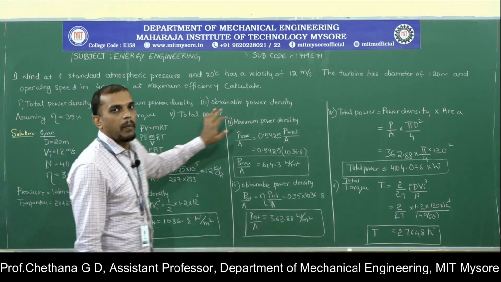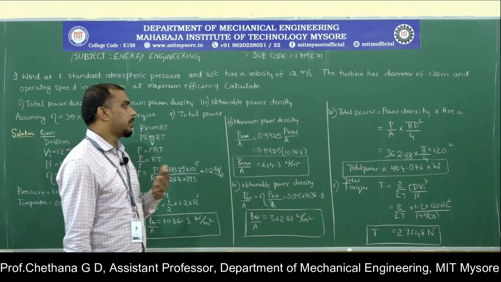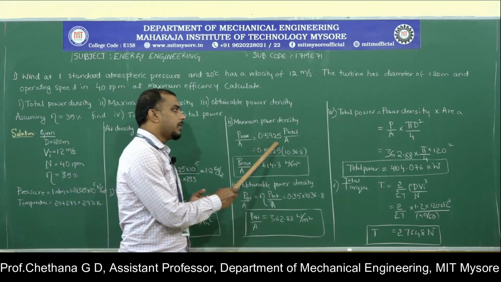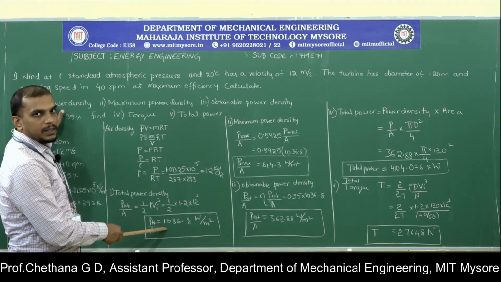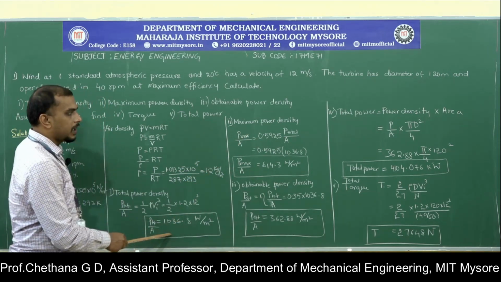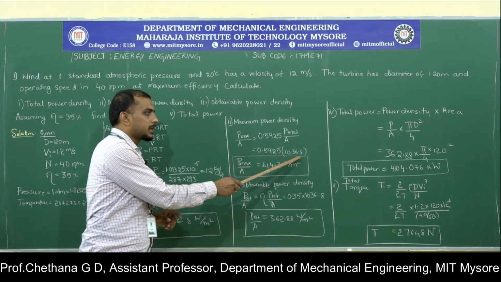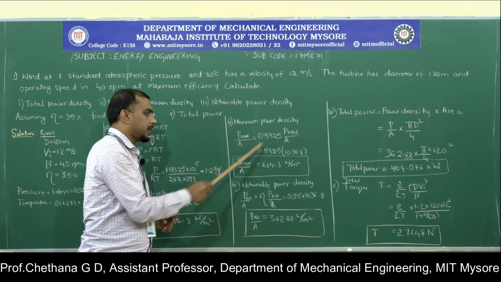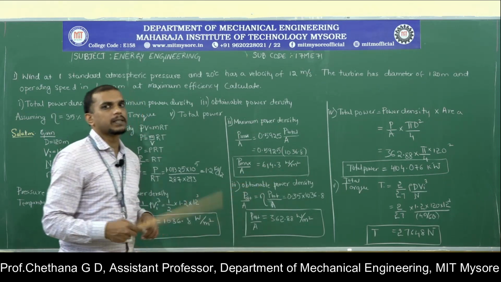Now in order to get the maximum power density, we have derived the formula. Maximum power density is always only 59%, that is 0.5925 of the total power density. So 0.5925 into this value, P total by area, 0.5925 into 1036.8, we get the value of maximum power density. If you multiply the area this side, it becomes maximum power.